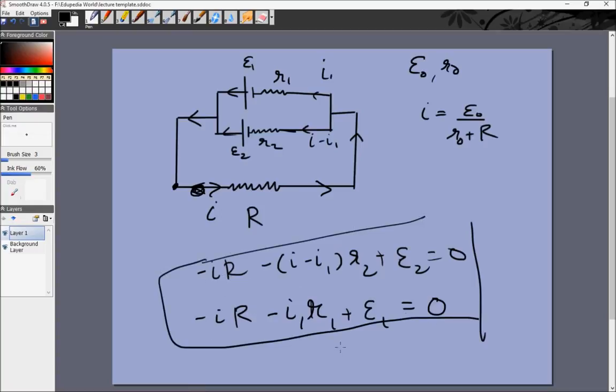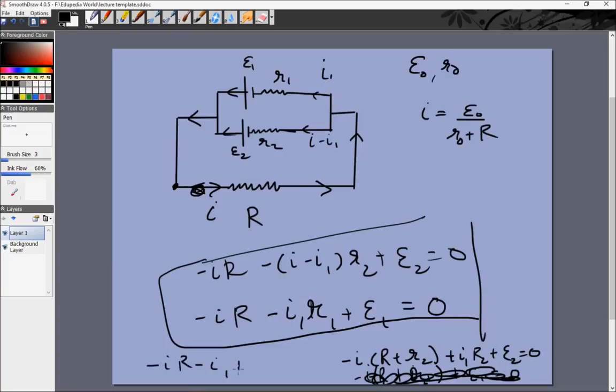So the first equation can be written as minus I times (R plus R2) plus I1 R2 plus E2 is equal to 0. And the second equation is written as minus IR minus I1 R1 plus E1 is equal to 0. I made a mistake, this should be just I1, yeah. So the second equation will be minus IR minus I1 R1 plus E1 is equal to 0.